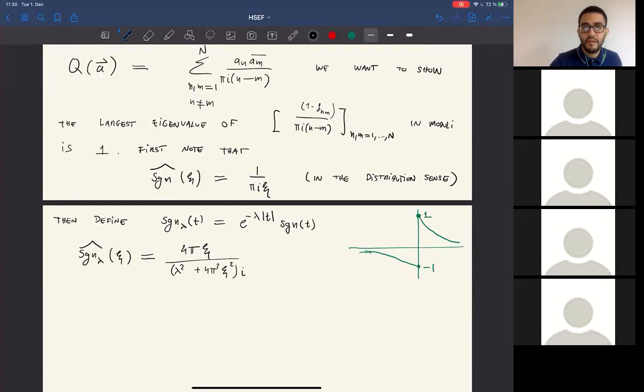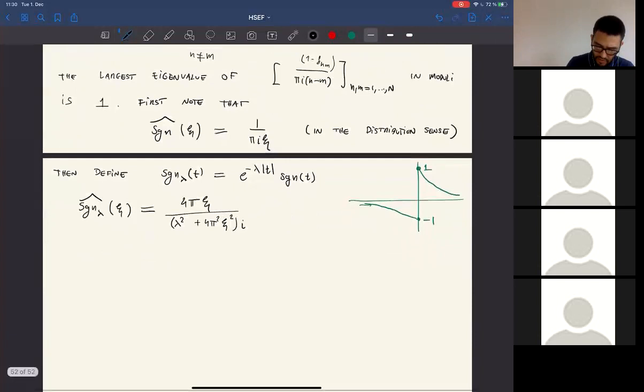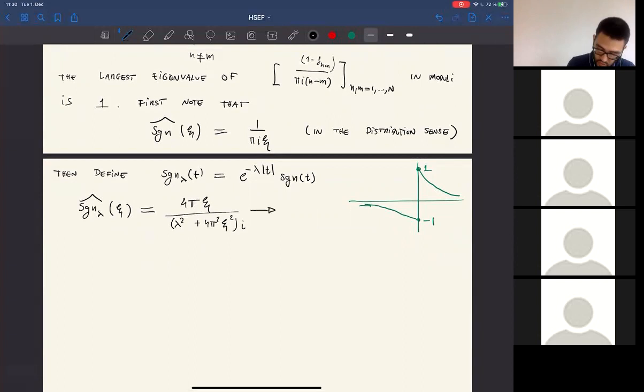That's what you get. I'm not going to do the computation, but it's a simple computation. Then you realize that this converges to what? If lambda goes to zero, which is what we want, because we want to recover the Fourier transform in the distributional sense of the sine function, then you just get exactly 1/(πic). That's what you get.